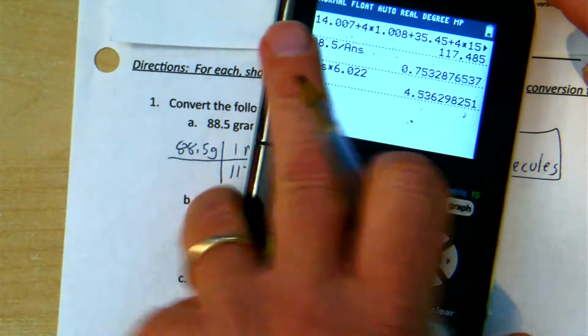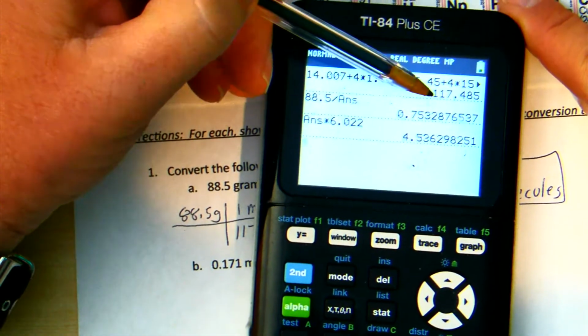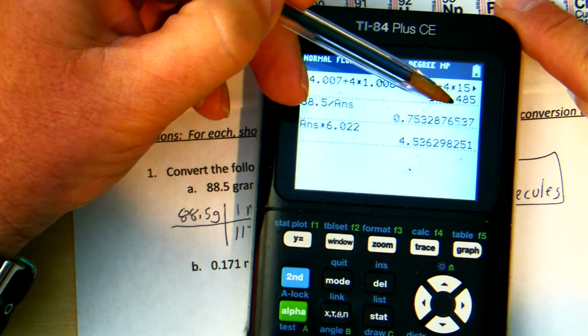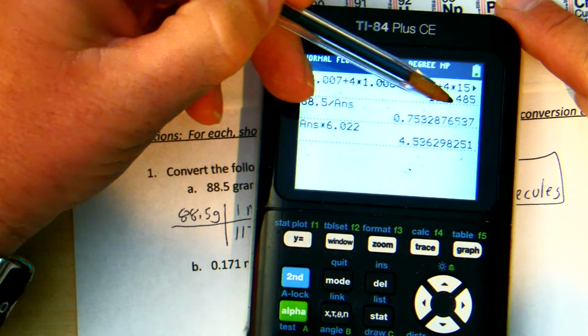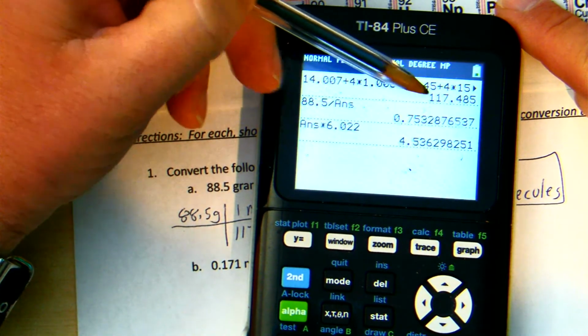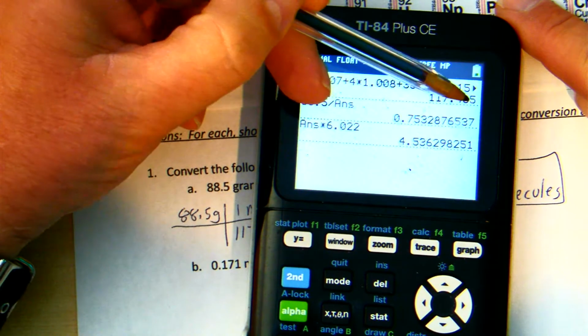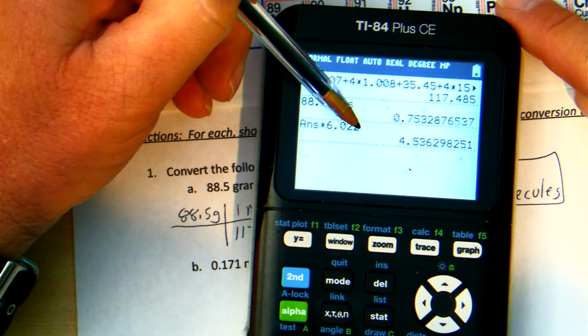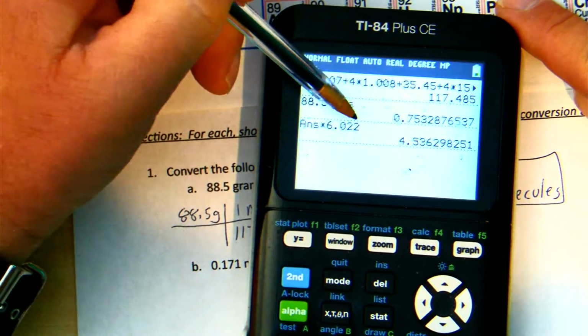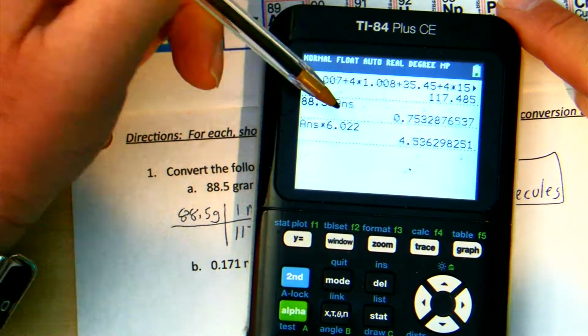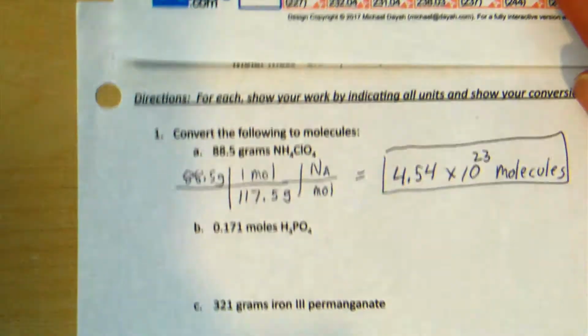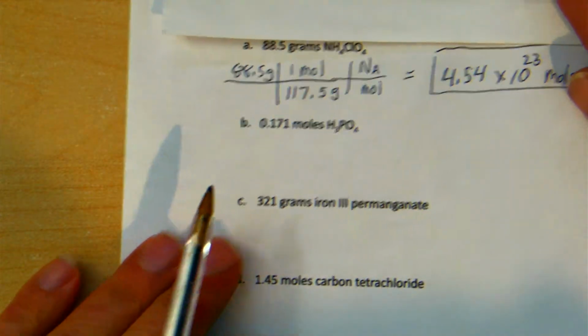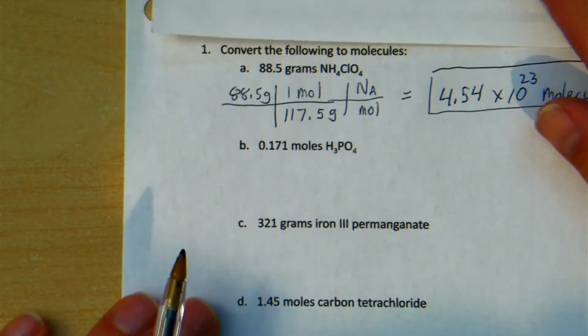So 2 things. I did not bother re-entering the 117.5. I just used it out of my calculator memory, which means it actually used 117.485. And secondly, I didn't bother multiplying times 10 to the 23rd power because this is times 10 to the 23rd power as well. So just a little shortcut to get this debriefing done quickly.